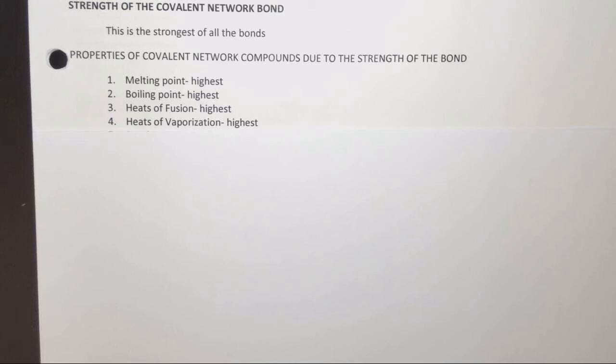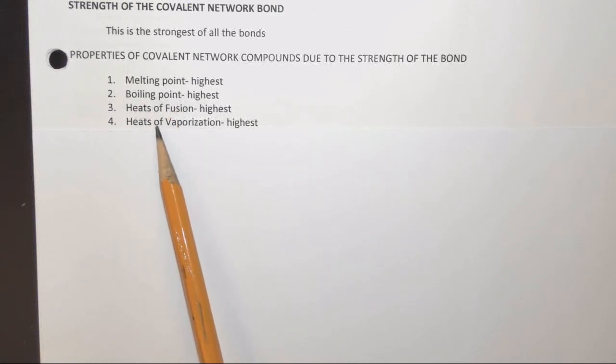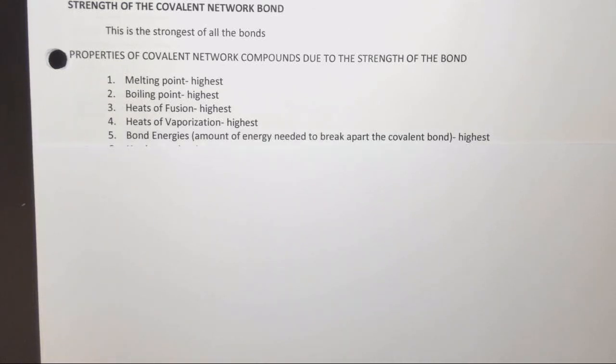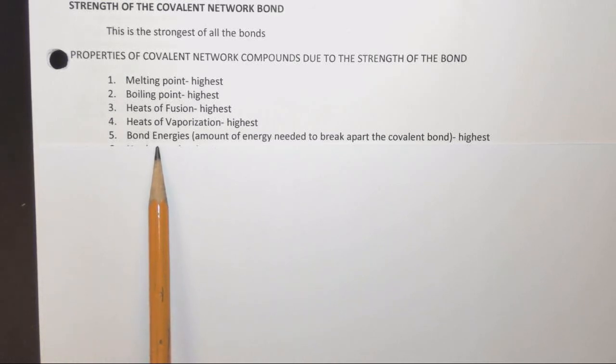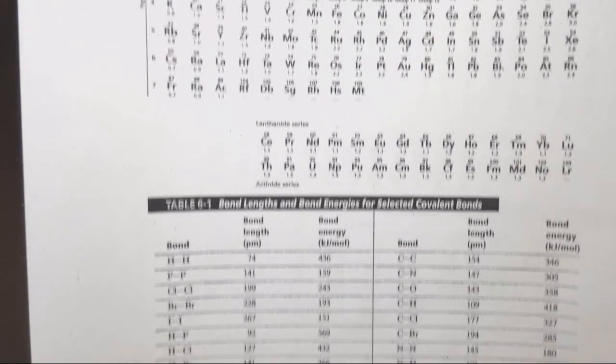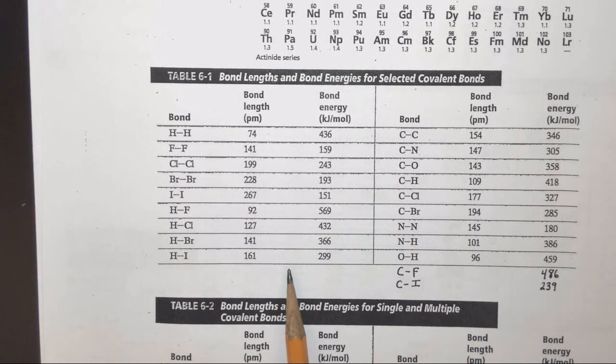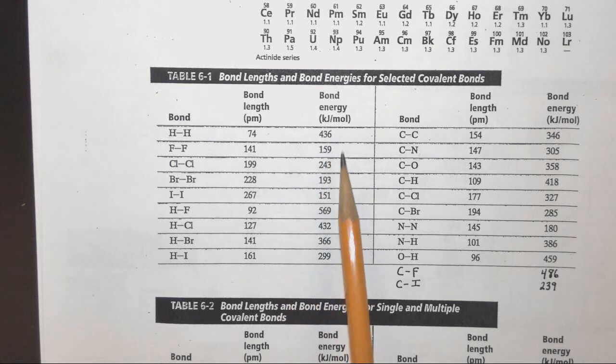Remember the difference here: melting point and boiling point refer to the temperatures at which those changes of state occur. Heats of fusion and heats of vaporization refer to the amount of energy needed to make those changes occur. For these kinds of substances, we tend to use bond energies as our way to interpret the strength. So if we go back and look at that chart, on this middle chart, which one is the strongest bond? We're looking at the bond energies. Which one is the strongest?